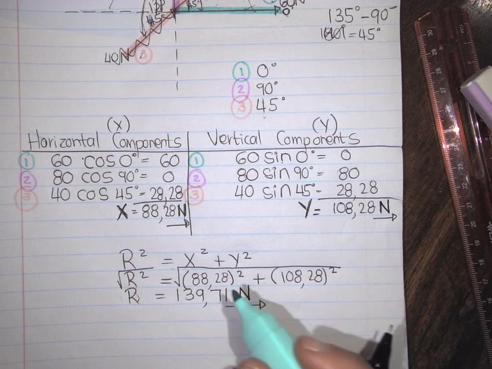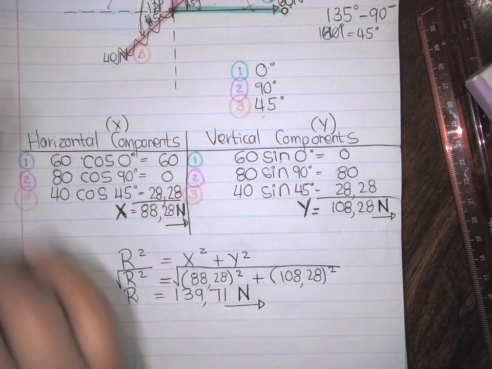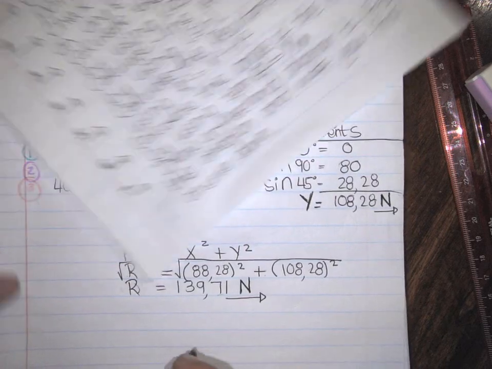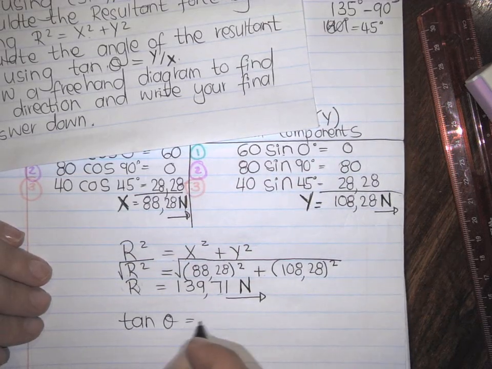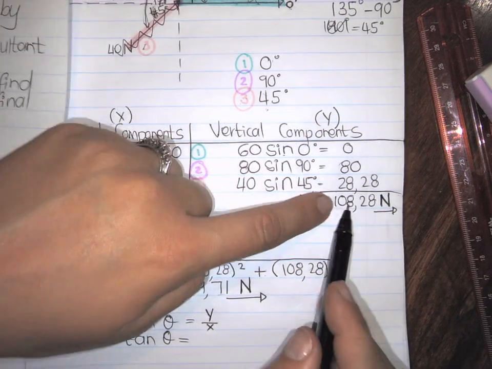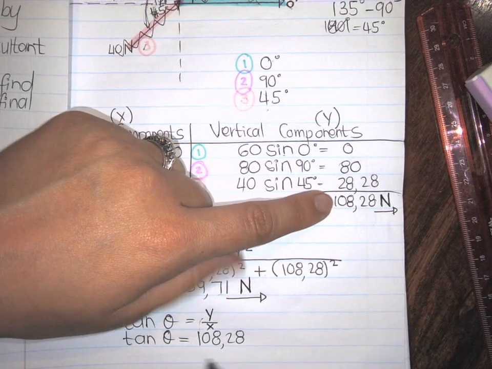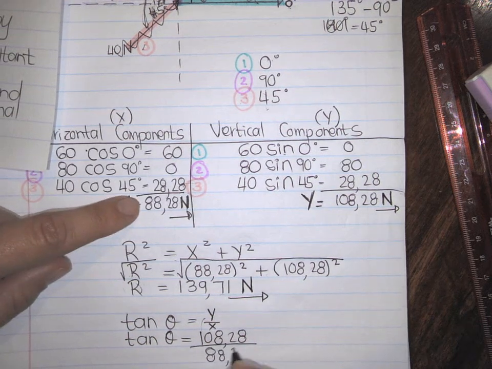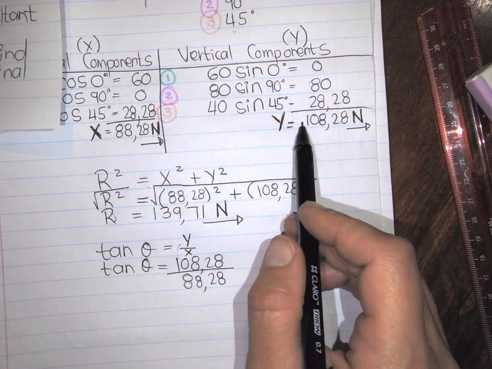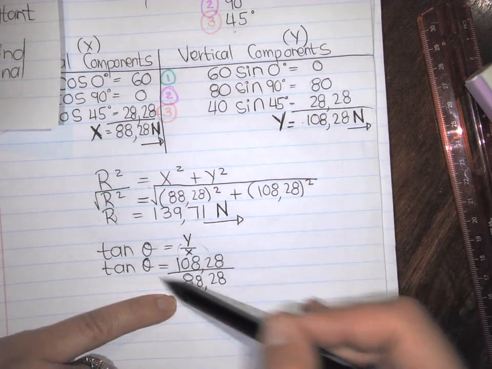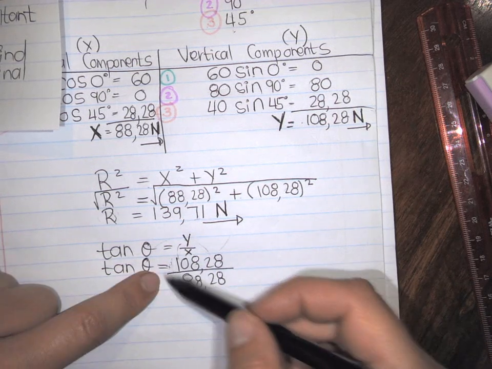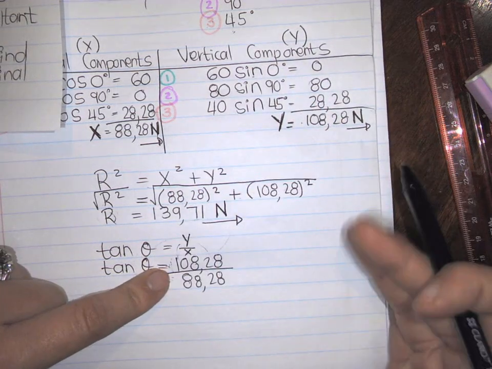So step number 6 says to calculate the angle of the resultant force by using tan theta equals y over x. So you can write tan theta equals y over x. Now my y we got as 108,28 over 88,28. So you'll see that sometimes you are going to get an answer that's negative, which is fine. There's nothing wrong with it. But when you do this part of the calculation, don't put the negative in there because it might give you a different answer. Okay, so you always keep it positive when you're doing this. The negative is just going to come in at the next part that we're doing.